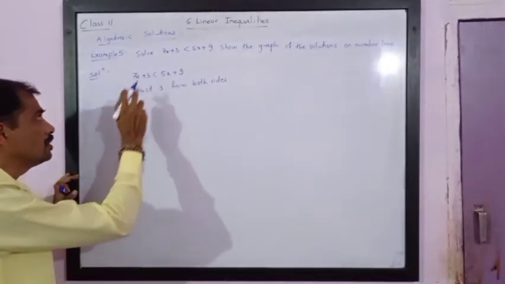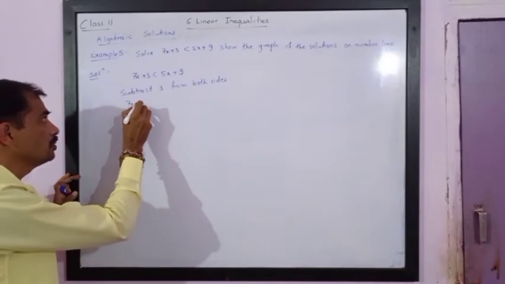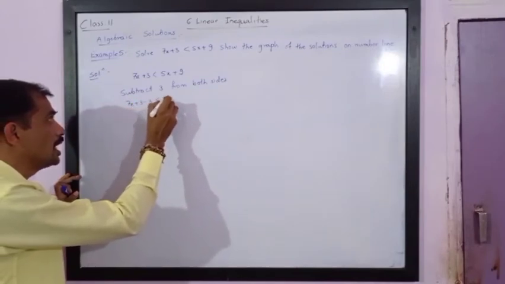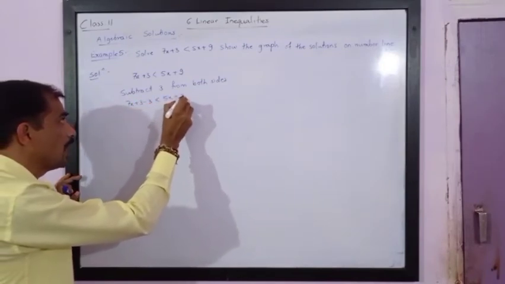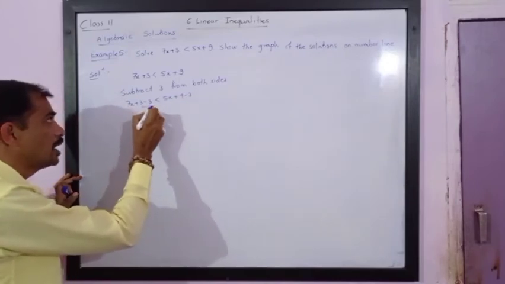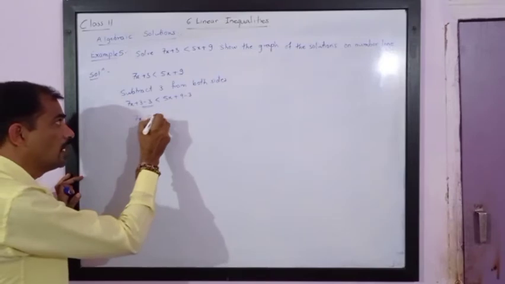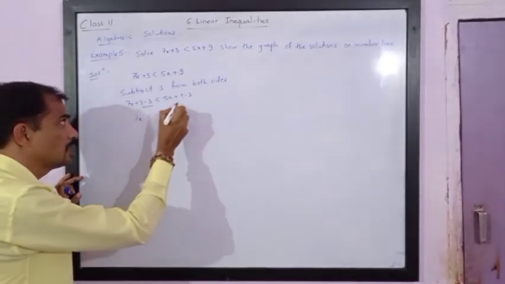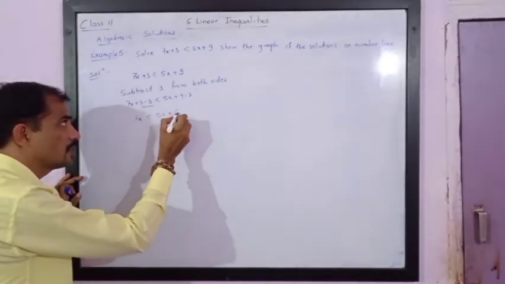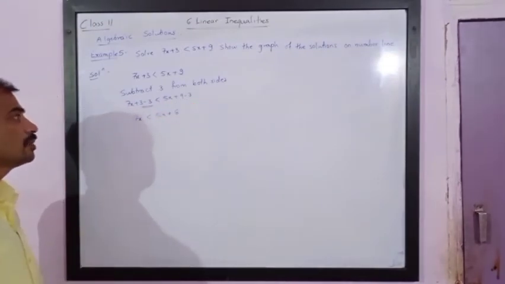So this becomes 7x plus 3 minus 3 is less than 5x plus 9 minus 3. So you will get 3 minus 3 is 0. You will get this side 7x is less than 5x plus 6. 9 minus 3 is 6.